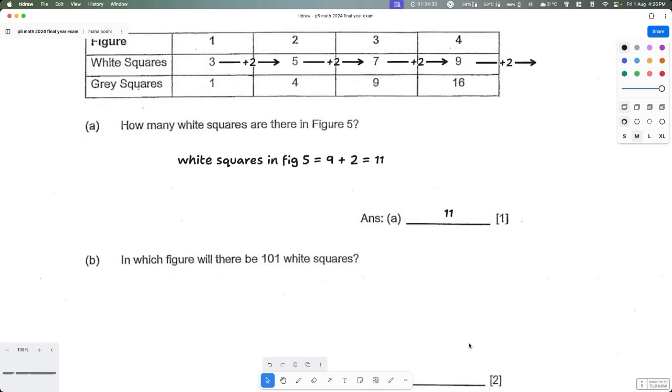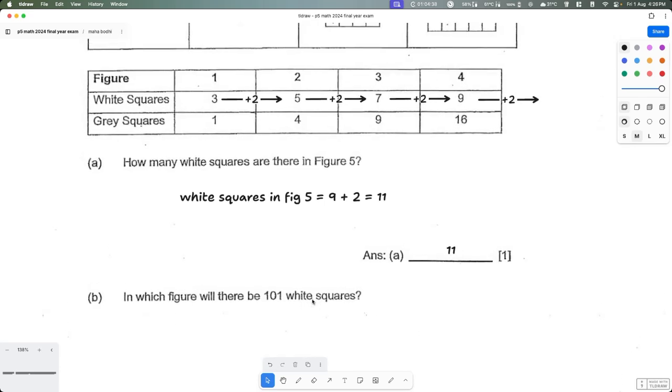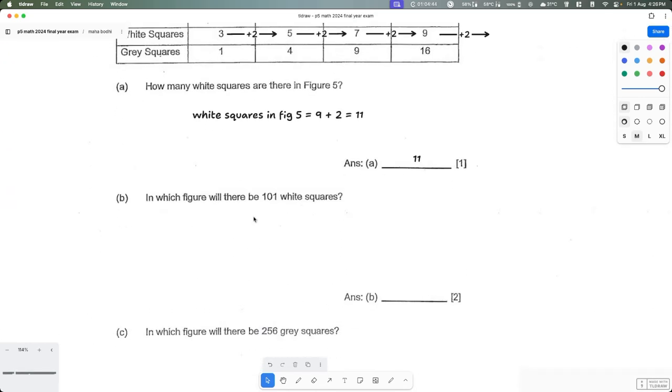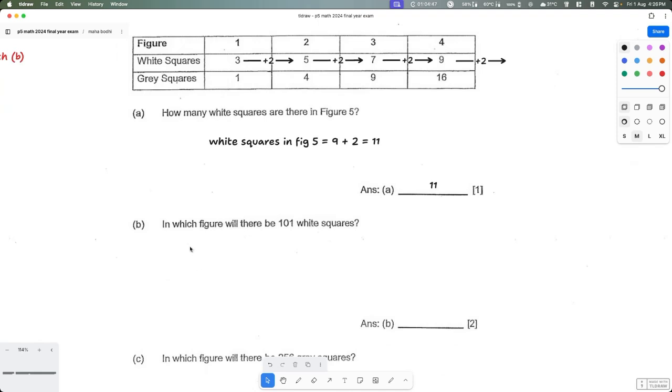Pretty straightforward. In which figure will there be 100 white squares? So we just want to see white squares. So question 16 part B, in which figure will there be 100 white squares? Okay, so from here, we just want to see the pattern. So figure 1 is equal to 3, figure 2 is equal to 5, figure 3 is equal to 7. So this is equal to 3 plus nothing, just 3, right? And then this is equal to 3 plus 2, and then this is equal to 3 plus 4, right?